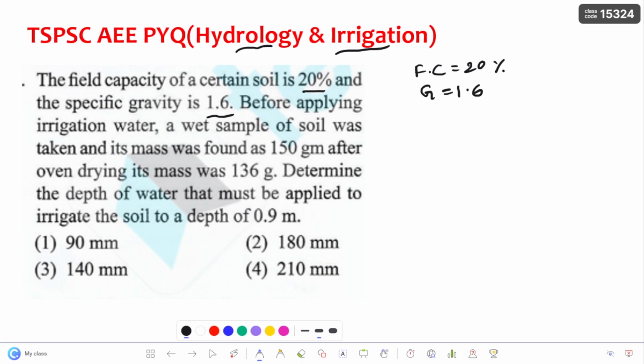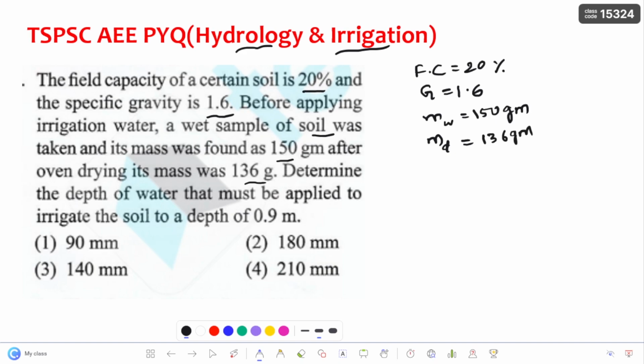Before applying irrigation water, a wet sample of soil was taken and its mass found to be 150 grams. After oven drying, its mass was 136 grams. Mass of wet sample is nothing but 150 grams. Mass of dry sample is nothing but 136 grams.